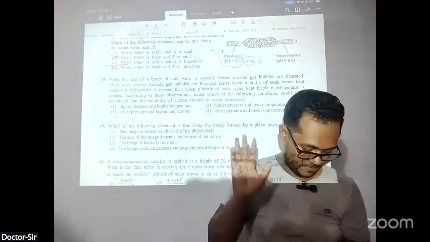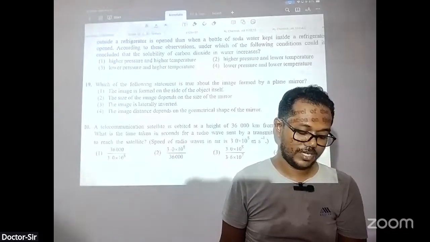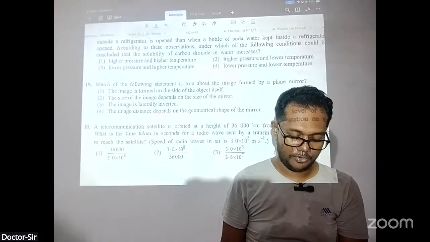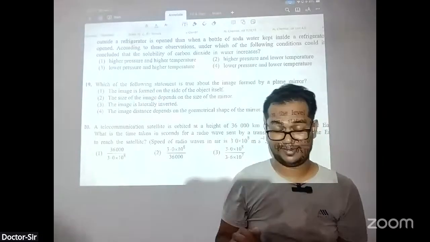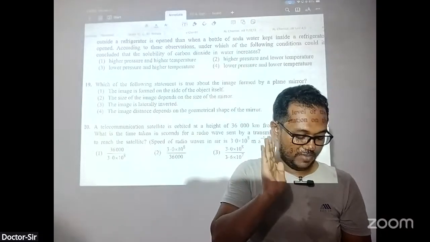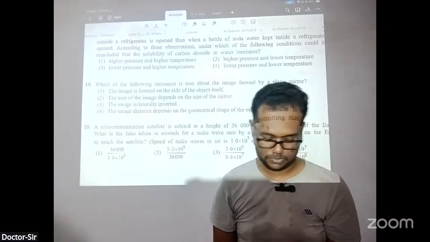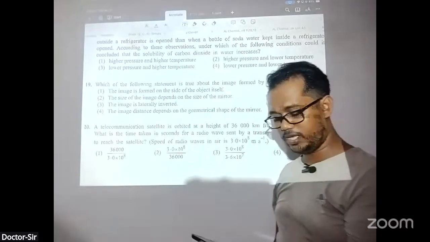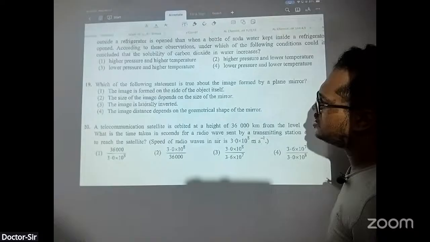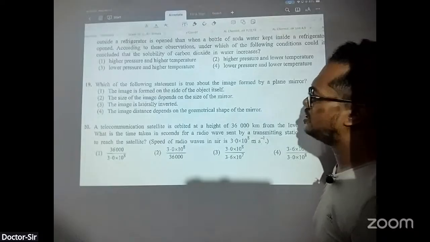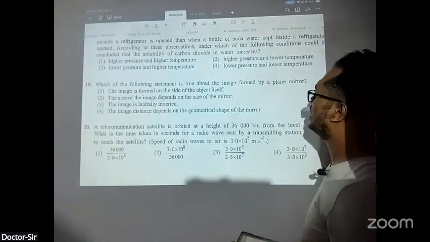Okay, right. Thank you. Now we will move on to question number 19. Which of the following statements is true about the image formed by the plane mirror? One, the image is formed on the side of the object itself. Two, the size of the image depends on the size of the mirror. Three, the image is laterally inverted. Four, the image distance depends on the geometric shape of the mirror. What is the correct answer?